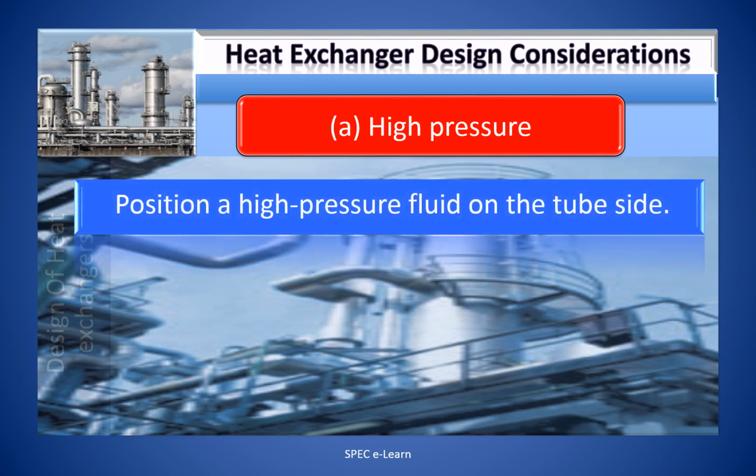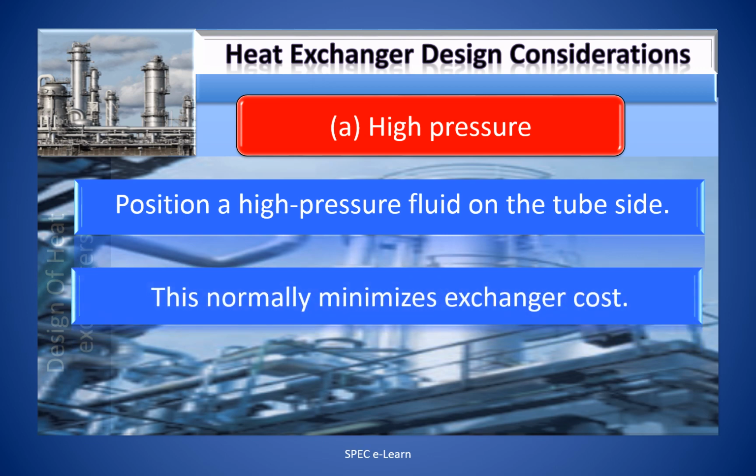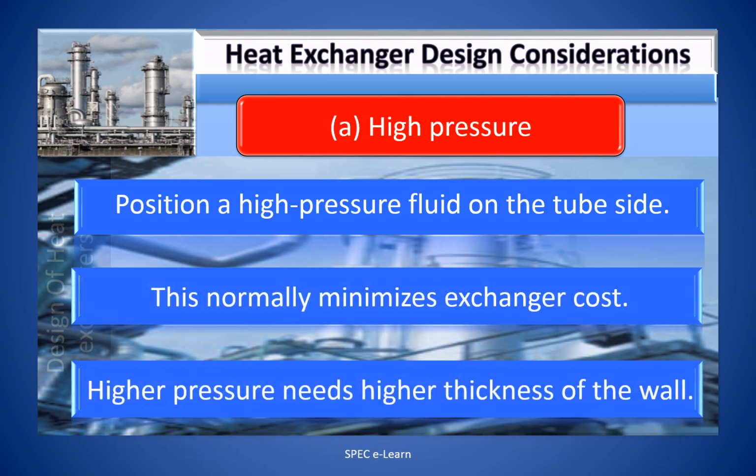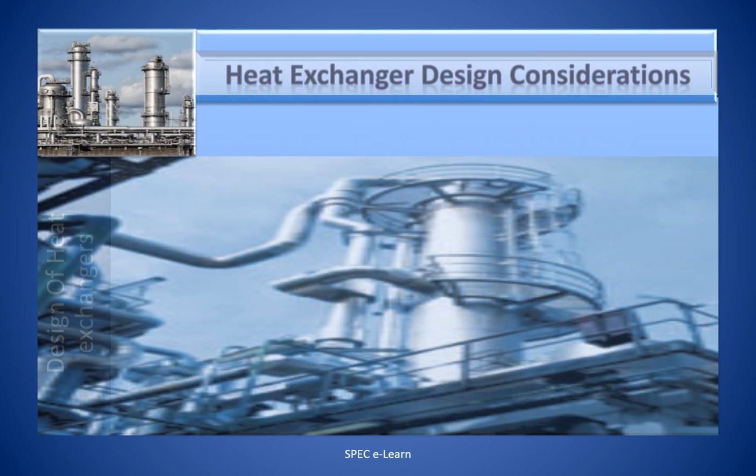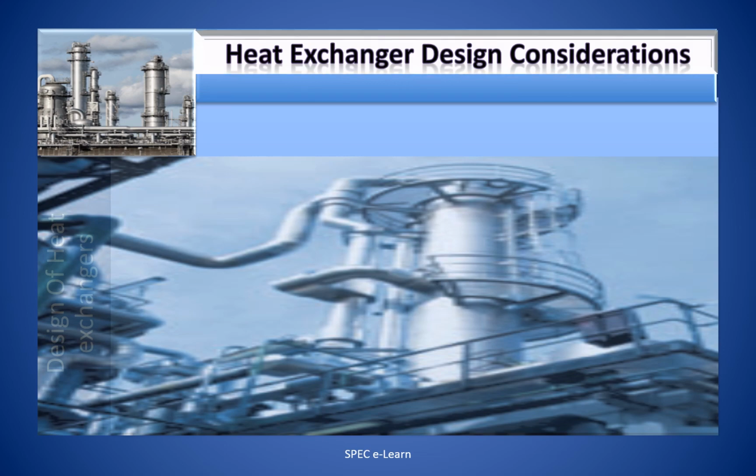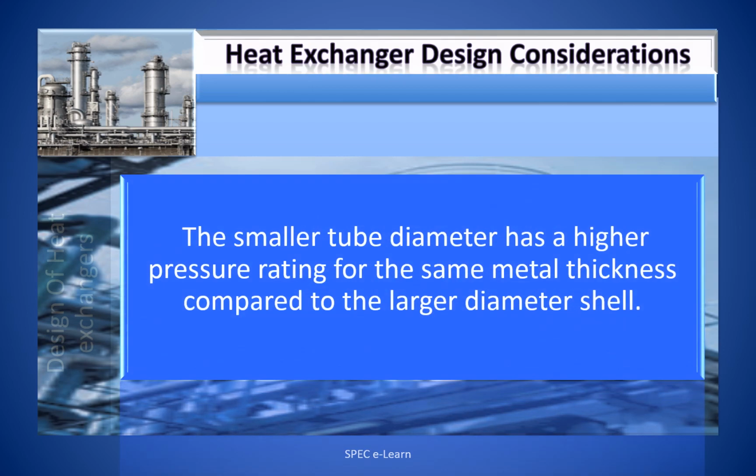Position high pressure fluid on the tube side. This normally minimizes the exchanger cost. High pressure needs higher thickness of the wall. The smaller tube diameter has a higher pressure rating for the same metal thickness compared to the larger diameter shell.